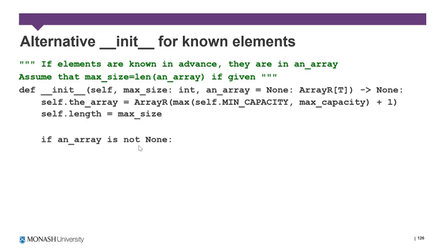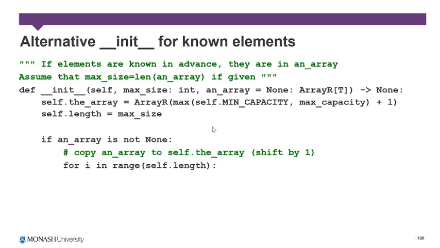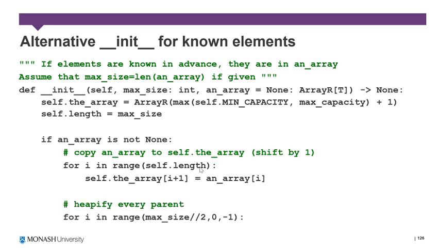So if an array is not None, as in it's provided, then we're going to copy all the elements one by one, and we're just going to move it up one position. And now that we've added them, they're not in the correct heap order, so what we're going to have to do is heapify every parent.